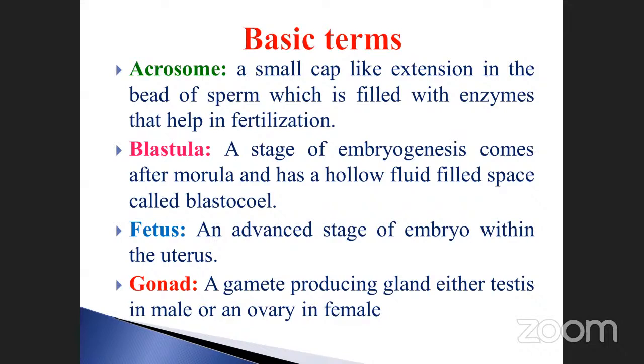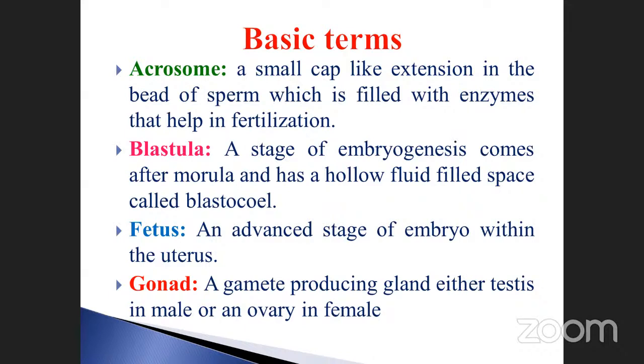And the third one is called fetus. What is the meaning of fetus? Okay, an advanced stage of embryo within the uterus. For example, it is not fully grown. Complete growth is up to the 10th month, isn't it? I'm asking about that. Already asked, and Ajay also answered it.